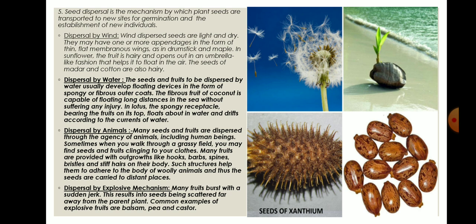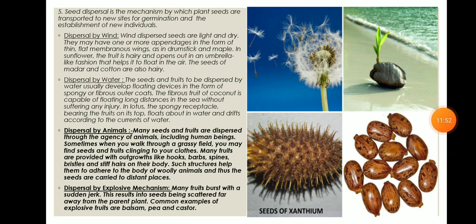Dispersal by water. The seeds and fruits to be dispersed by water usually develop floating devices in the form of spongy or fibrous outer coats. The fibrous fruit of coconut is capable of floating long distances in the sea without suffering any injury. In lotus, the spongy receptacle bearing the fruit on its top floats about in water and drifts according to the currents of water.